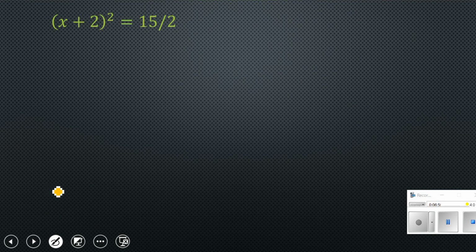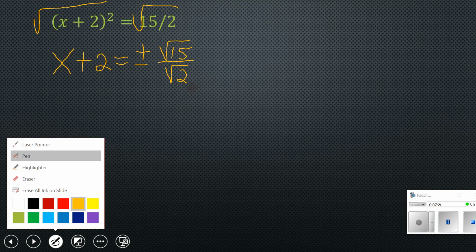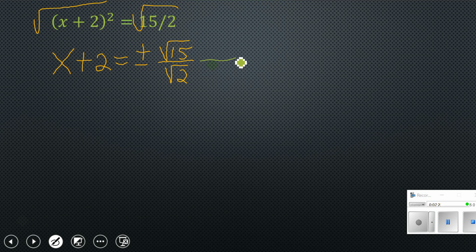So remember our stage. We're going to square root both sides. And we're going to get x plus 2 on the left. And make sure you put the plus minus here. And we have the plus minus of square root of 15 over the square root of 2. Okay. Now at this stage, I would suggest going ahead and simplifying your radical. Remember, we don't like square roots in denominators. So we're going to go ahead and take care of that now. We'll call this rationalizing the denominator.